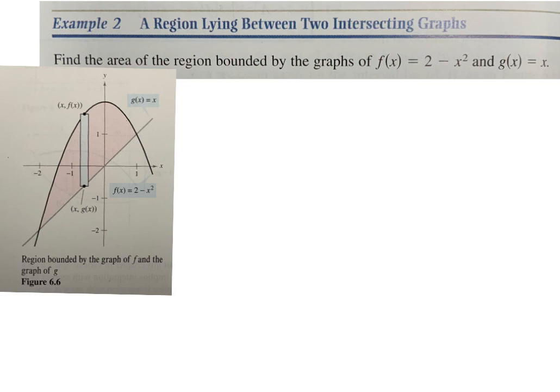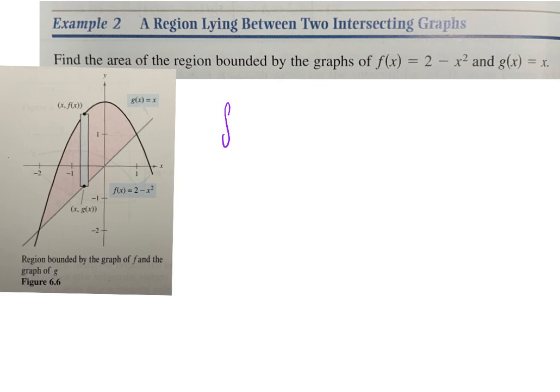Right, so what you'll notice is different about this example is that they don't give you boundaries from left to right. They don't give you your upper and lower bounds. They just give you these two graphs, and they're saying the region bounded by these two graphs. What you need to know is these two graphs intersect, and so the boundaries are where they intersect.